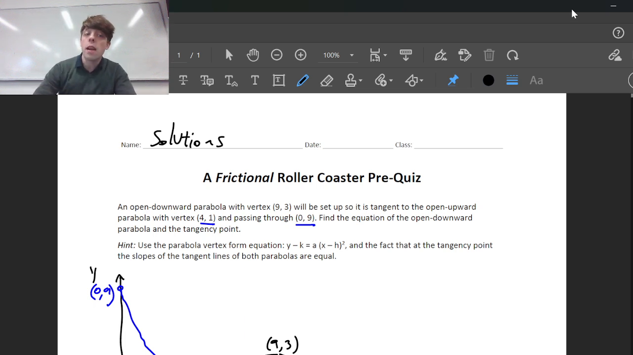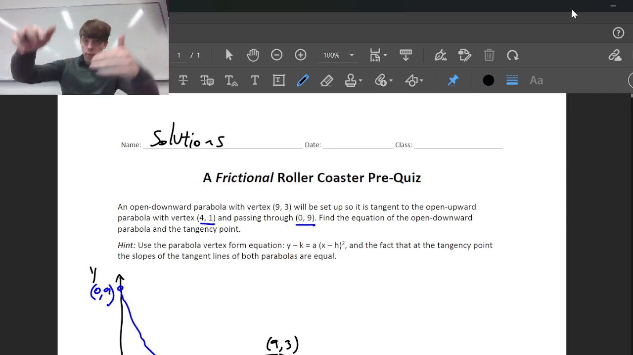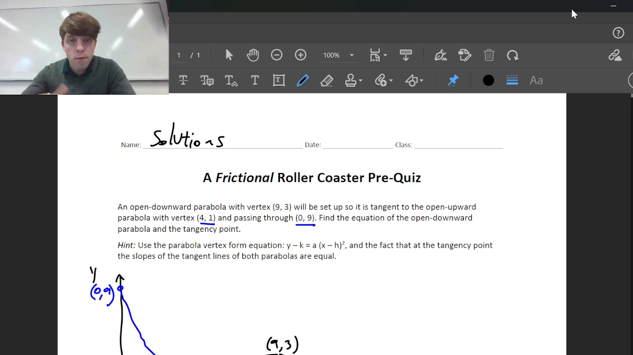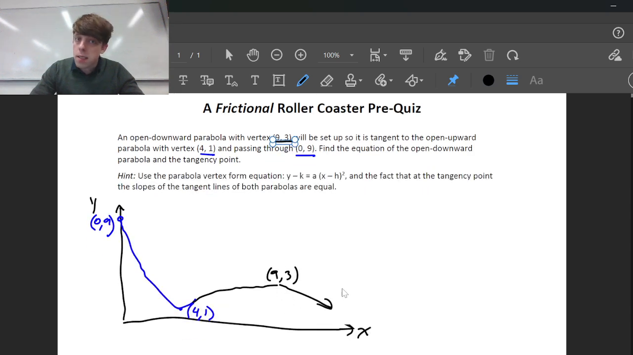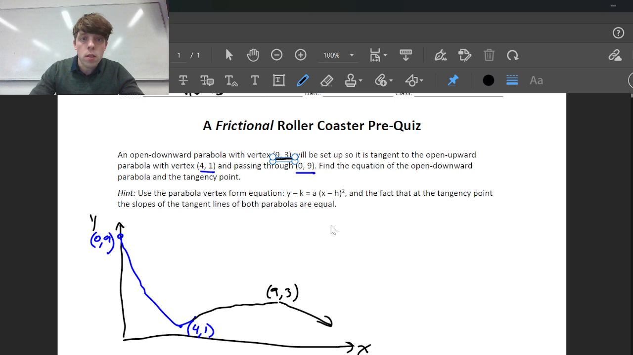We're told we have an open downward parabola. So it's a parabola that is open facing downward, also called a concave down parabola, with a vertex at 9, 3. So what does that look like? It's a parabola facing downwards like this. It's got a vertex at the coordinates 9, 3.